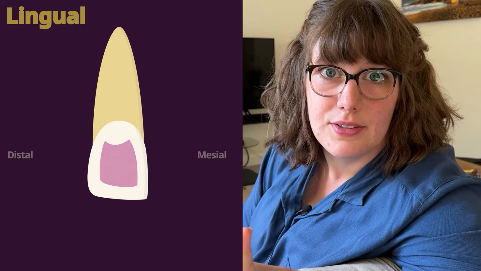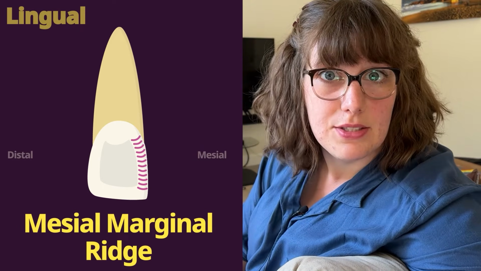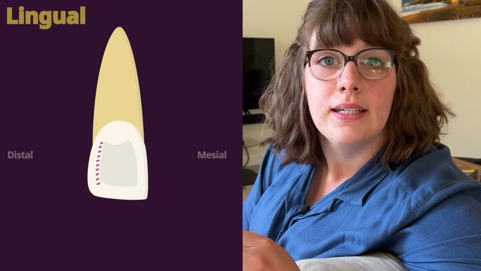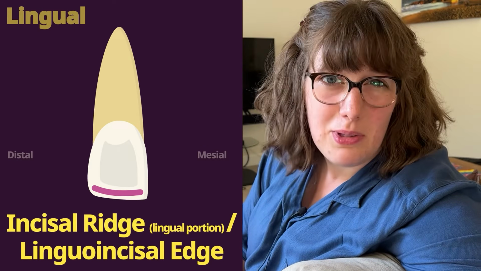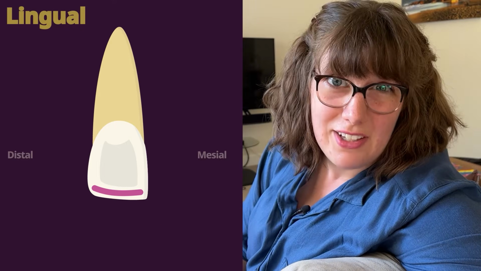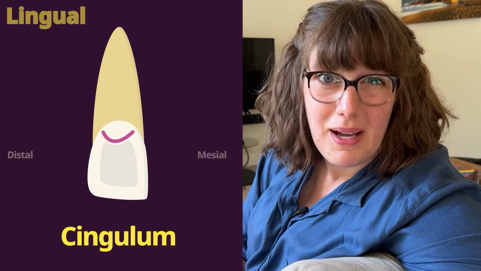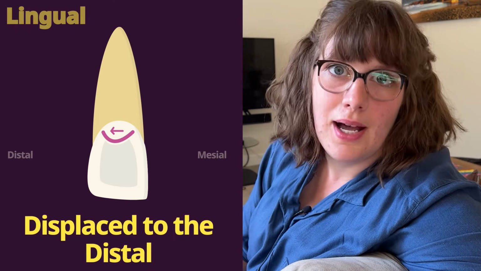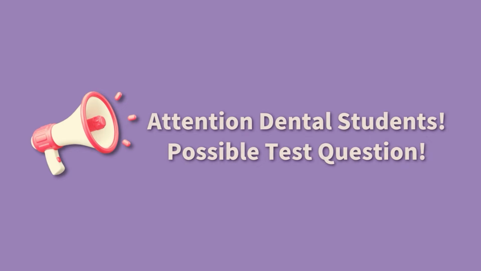Mesially by the mesial marginal ridge, distally by a distal marginal ridge, incisally by the lingual aspect of the incisal ridge or the lingual incisal edge. And then it's going to be bordered cervically by the cingulum. And the cingulum is going to be displaced to the distal on the maxillary central incisor.